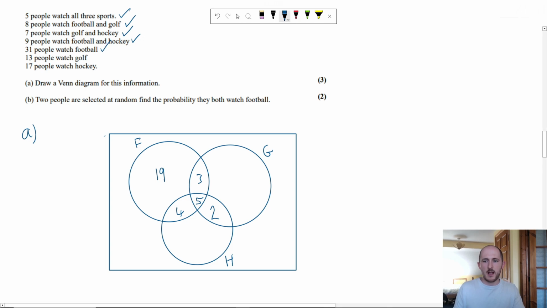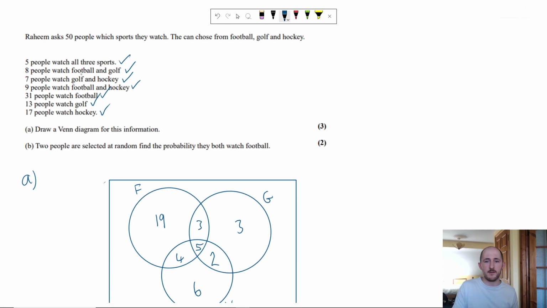Again, let's tick it off. 13 people watch golf. Well, how many do we have already? We have 3, 8, 10. 13 minus 10 is 3. So that's 3 people that only watch golf, no other sports. So let's tick that off. 17 watch hockey. Well, we have 4 plus 5 is 9. Plus 2 is 11. So that means there's 6 more people that just watch hockey. Now, you might be tempted to leave it there because you have no other information.